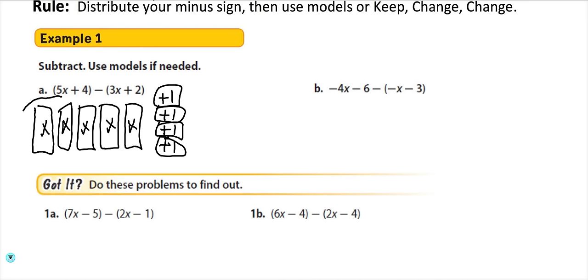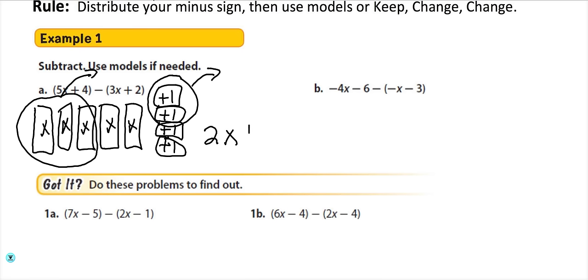So we circle what we're taking out, and draw an arrow. We're taking out 3 of those, and then we're supposed to take away 2 of the positive ones. Then we count what's left. We have 2 x's and 2 positive ones, so the answer is 2x plus 2. That helps you to do it that way. I strongly encourage you to do that. It does take a lot of time, though, to draw that out.